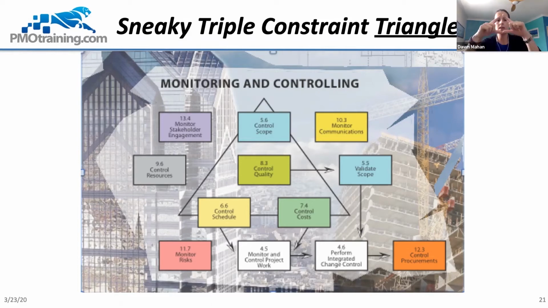And the reason is that if you put quality in the center of that triangle, it makes a lot of sense that, if you want lower quality, the triangle can get smaller. If you want higher quality, there are more things to do. It's going to take more time and cost more money.